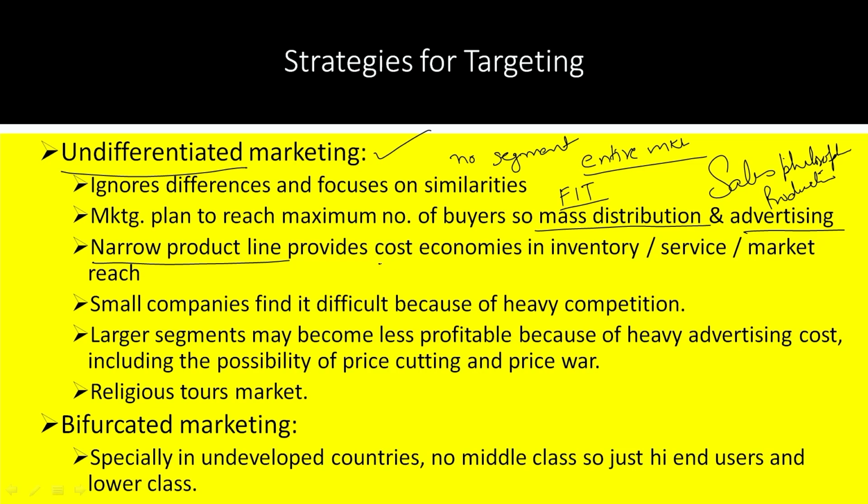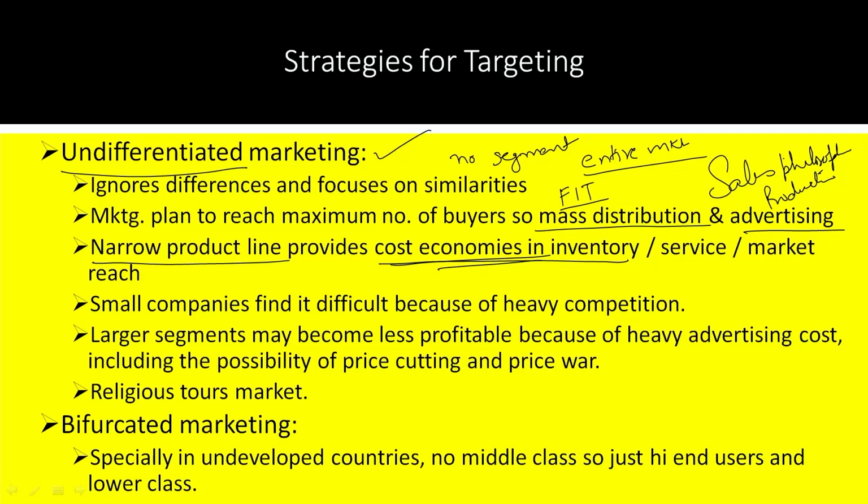Okay. So, they get cost economies, meaning economy of production, economy of purchasing, economy of selling, economy in servicing, economy in market reach. So, they get these economies of scale, as a result of which their per unit cost of producing, selling, distributing and advertising goes down. So, they can sell their product at comparatively lower prices than those companies which do segmentation and then come up with that kind of a product.